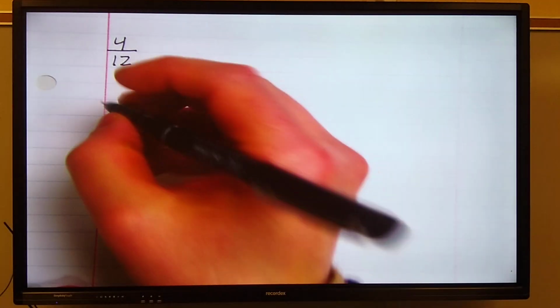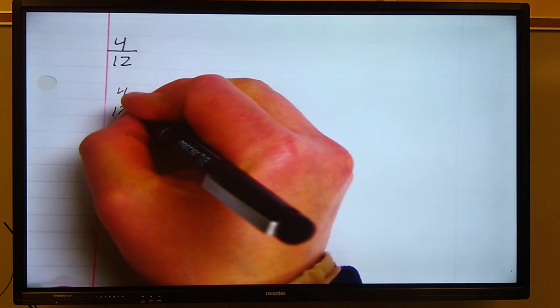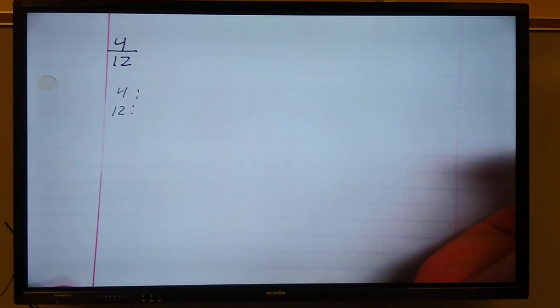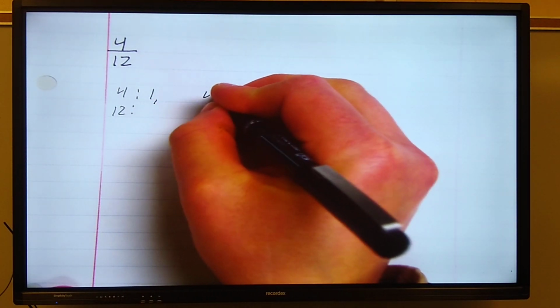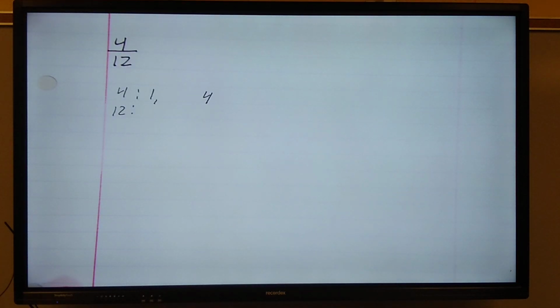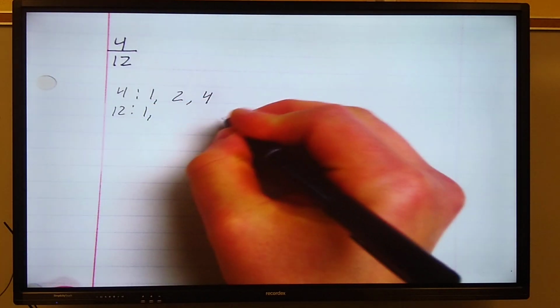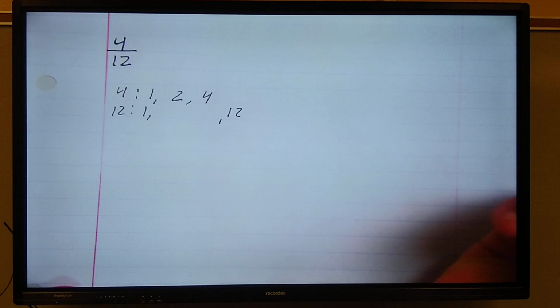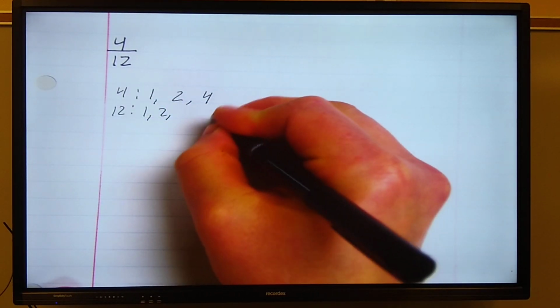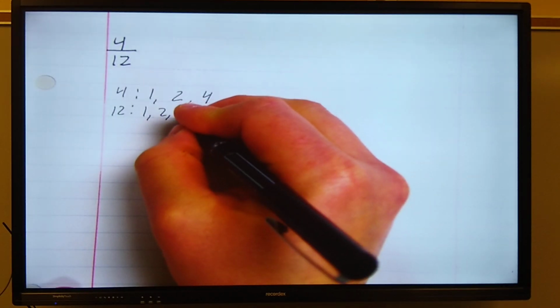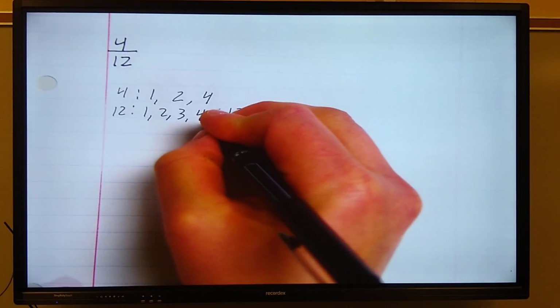All right, let's see how good you did. I must find the factors of 4 and 12. I know 1 times 4 is 4. I know 2 times 2 is 4. So that's it. Now let's find 12. 1 times 12 is 12. 2 times 6 is 12. 3 times 4 is 12.